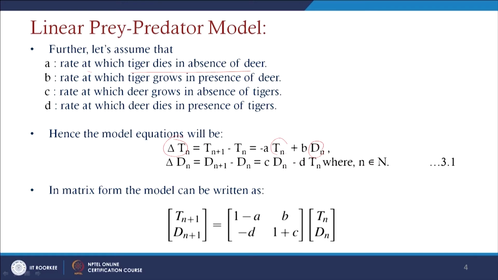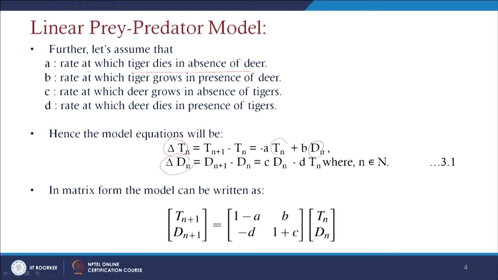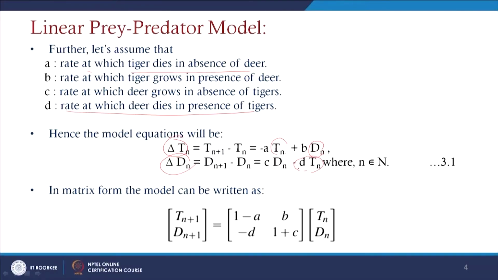And if you see the difference of deer populations at two different time levels, n plus 1 and n, it is represented as delta Dn, which is Dn plus 1 minus Dn. This can be represented as the deer population growing when the tiger population declines. So if we consider the rate at which deer die in the presence of tigers as minus D, then this decline of tigers will increase the deer population.